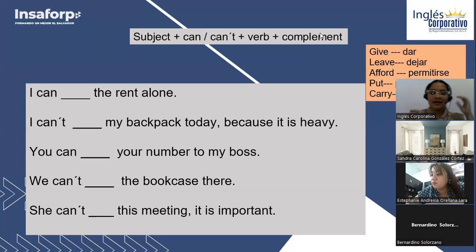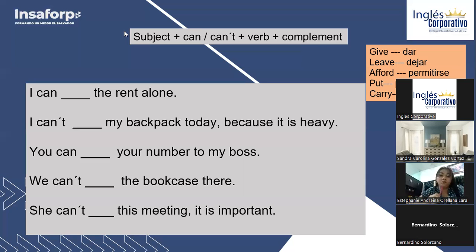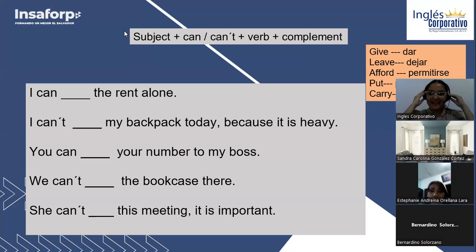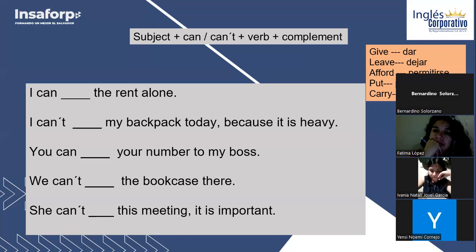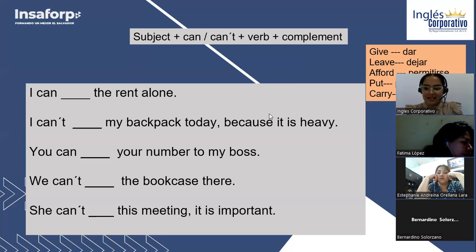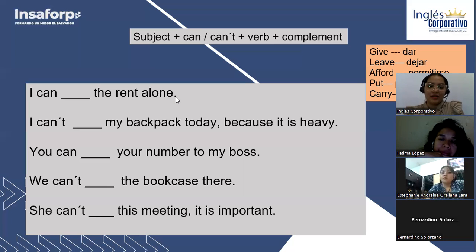Okay, give me a sec. I'll be back. I'm here again. Okay, I think we're ready. We have done the exercise. Let's see. Fatima Lopez, what do you have for the first one? I can afford the rent alone. Okay. Thank you so much. I can pay the rent alone.